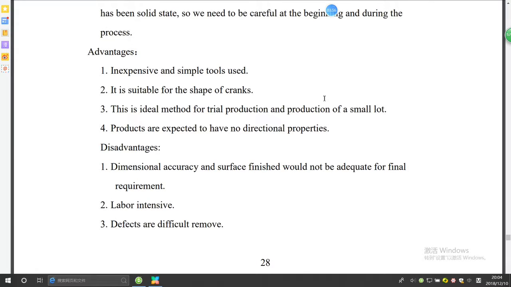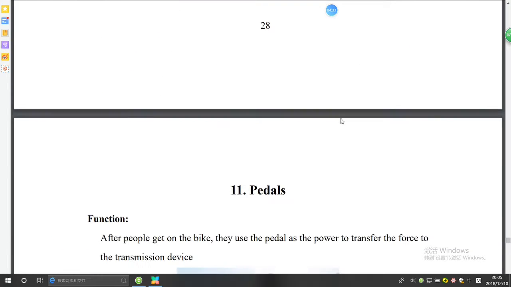The advantage of that is it is inexpensive and simple to use. It is suitable for the shape of cranks. It is the ideal method for single-piece production and the production of a small lot. Products are expensive to have no direction and properties. The disadvantage is that the dimensional accuracy and the surface finish would not be adapted for the final requirement, and the remaining defects are difficult to remove.